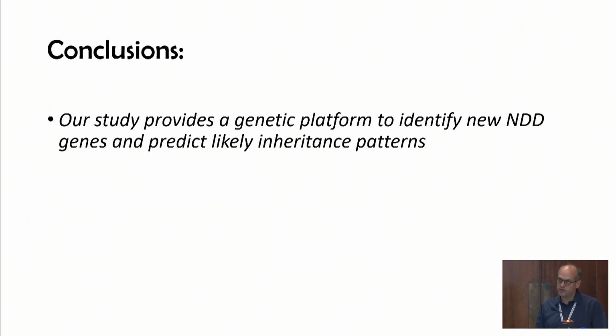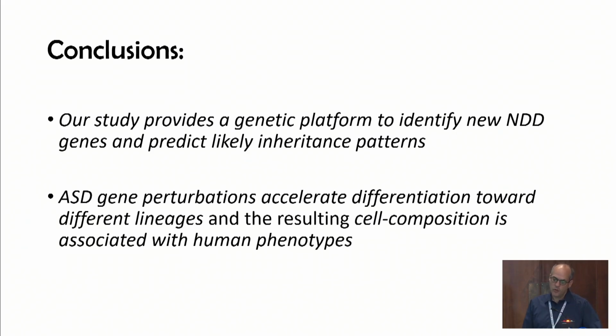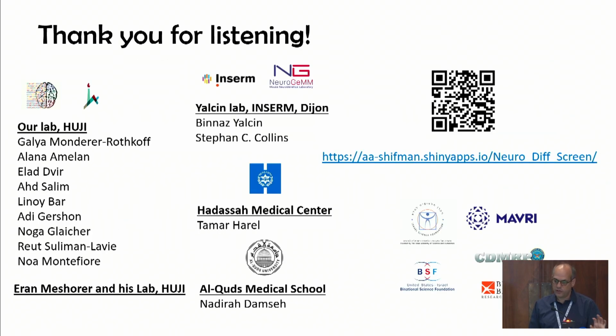So in conclusion, our study provides a genetic platform to identify new NDD genes, also predict the likely inheritance patterns. I didn't show you that, but based on the pathways that are involved, we can predict quite accurately whether the inheritance will be recessive or dominant. We also found that ASD gene perturbations accelerate differentiation towards different lineages that result in cell composition, which is associated with human phenotypes. So thank you very much for listening.